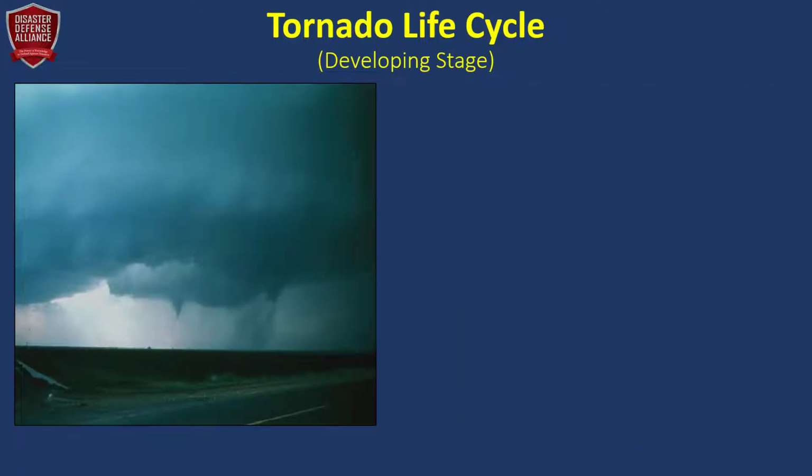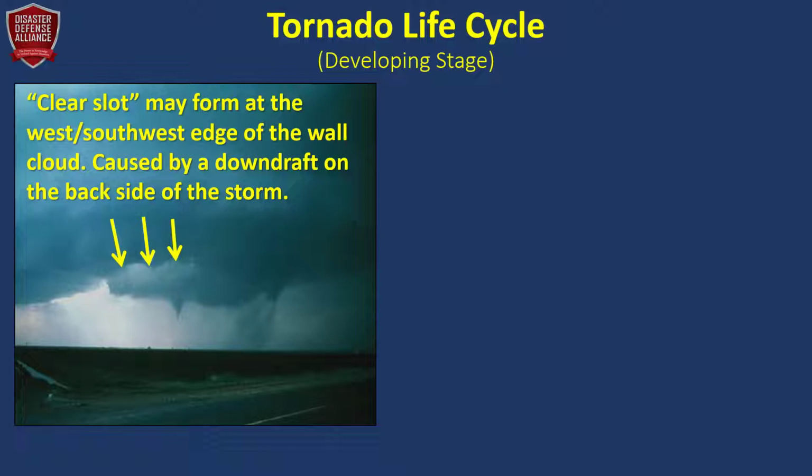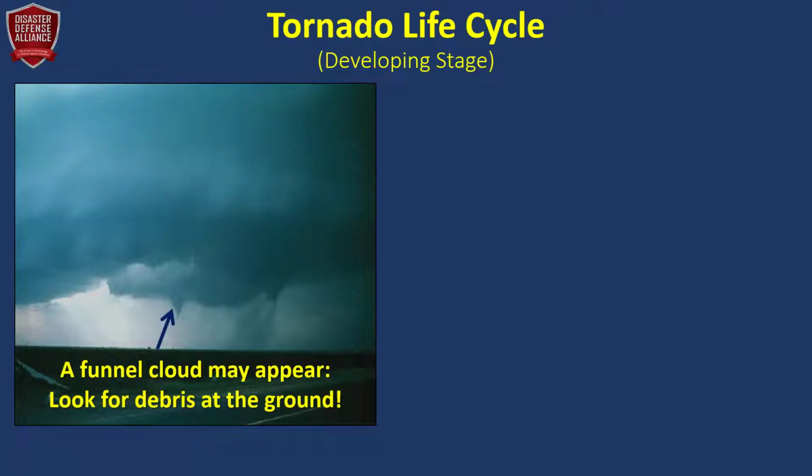Just before a tornado forms, you may see a slot of clear air or a small break in the clouds west of the wall cloud feature, gradually rotating around it. This is associated with a downdraft on the backside of the storm. As this occurs, the rotation within and beneath the wall cloud may accelerate, and you may see a funnel cloud appear.